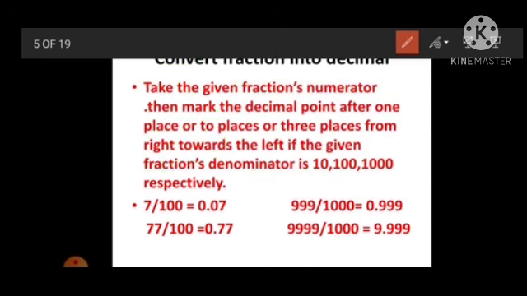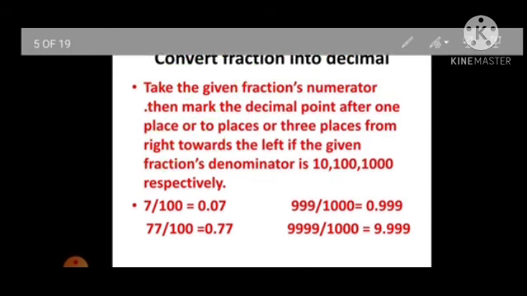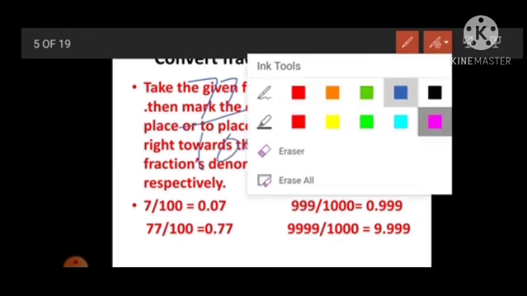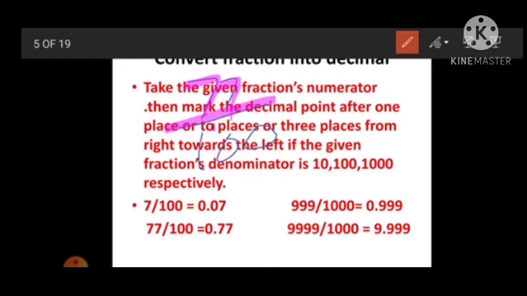77 by 100. The denominator is 100, and how many zeros in 100? 2. So, in the numerator we come from right to left and put a point after 2 digits. 1, 2, point. So, 0.77. Okay.